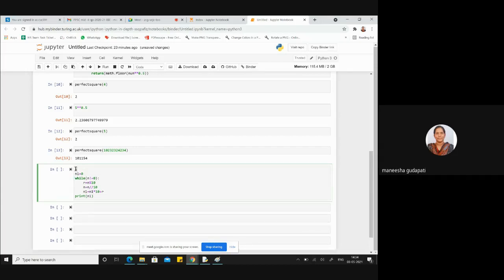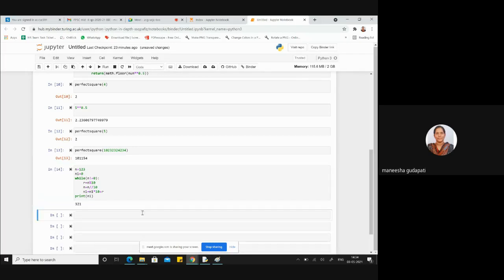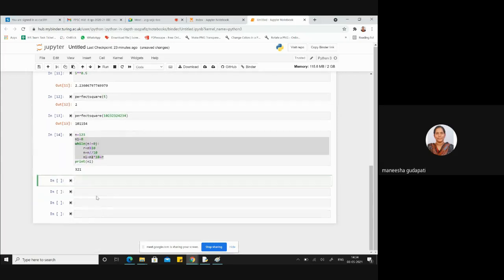Let's consider n equal to 153. So what is the value after executing this code? You will get 351, the reverse of the number. This is the code for reversing your number. Yes or no? This is the code to reverse the number. Instead of doing this lengthy one, let's see the other easy way.